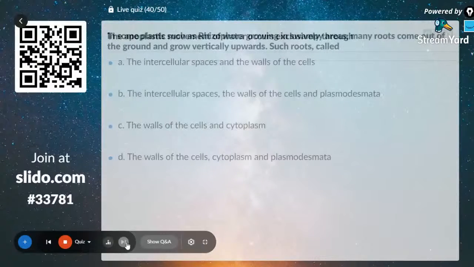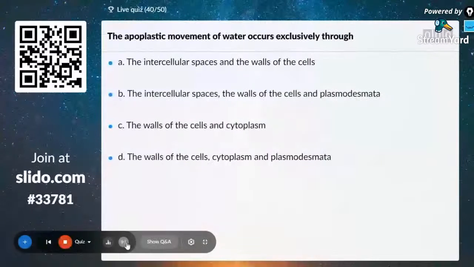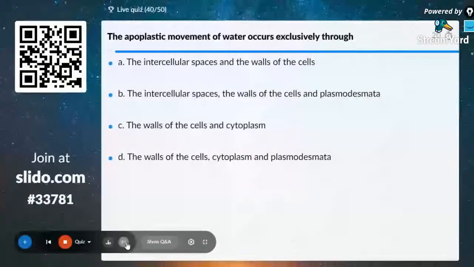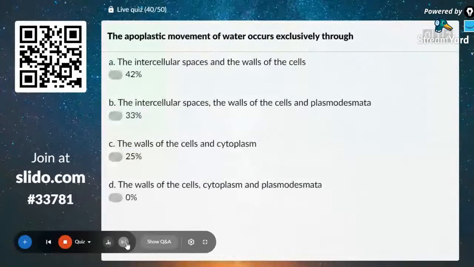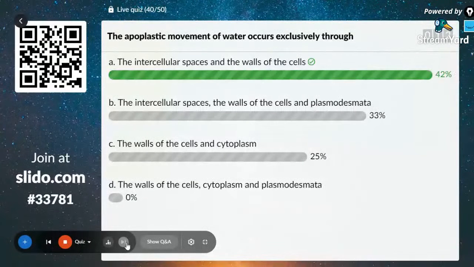The apoplastic movement of water occurs exclusively through the intercellular spaces and the walls of the cells, the intercellular spaces and the walls of the cells and plasmodesmata, the walls of the cell and the cytoplasm, the walls of the cell, cytoplasm and plasmodesmata. Yes, it is the intercellular spaces and walls of the cell. Next question on the screen.